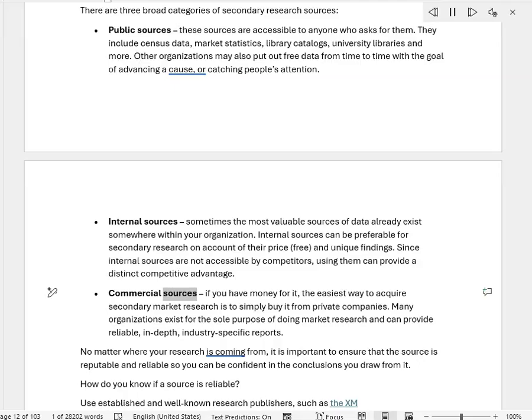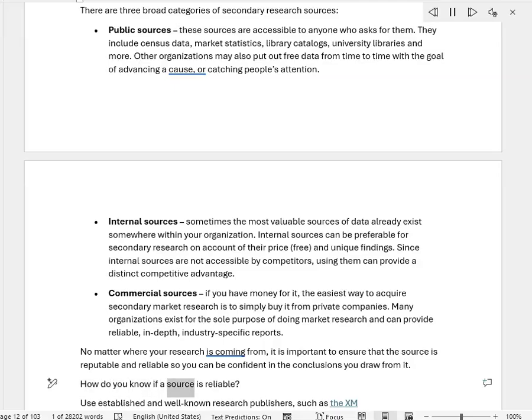Commercial sources. If you have money for it, the easiest way to acquire secondary market research is to simply buy it from private companies. Many organizations exist for the sole purpose of doing market research and can provide reliable, in-depth, industry-specific reports. No matter where your research is coming from, it is important to ensure that the source is reputable and reliable so you can be confident in the conclusions you draw from it.